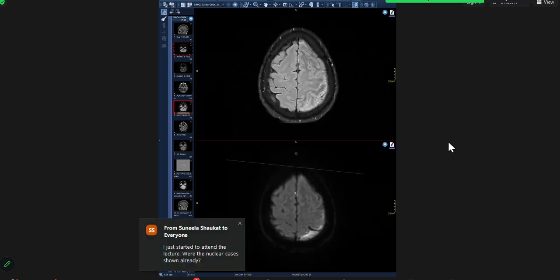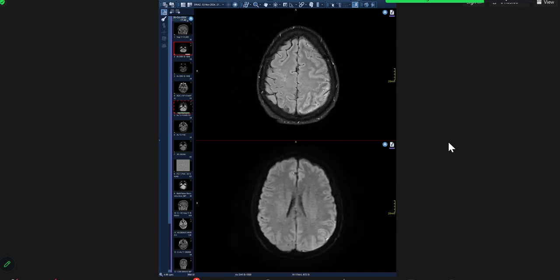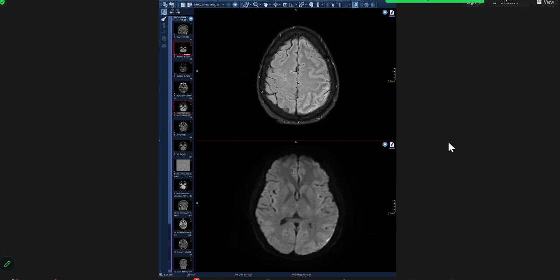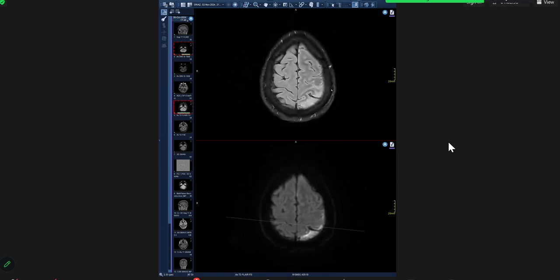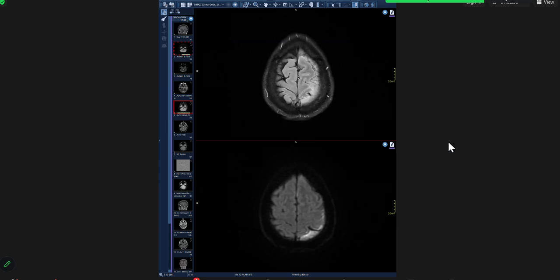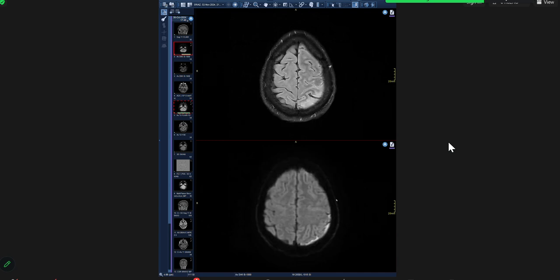Do you see any asymmetry? Okay, I have another image. Yes. So these are diffusion weighted images and FLAIR images in which I can see a volume loss in the parietal region of the left cerebral hemisphere, and a hyperintense focus is also appreciated in the parietal region on DWI and FLAIR. On both images, hyperintense signals are seen in the parietal region of the left cerebral hemisphere.